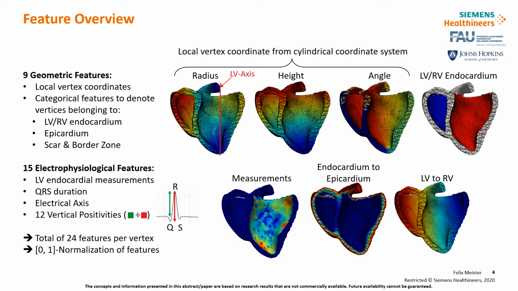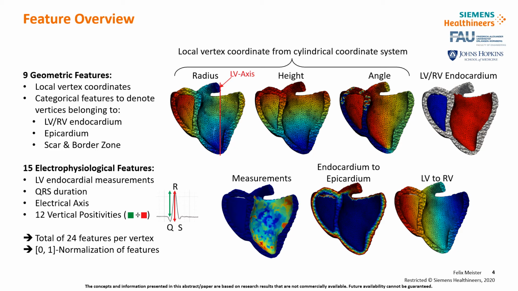As input to our network, we use geometric and electrophysiological features. For the geometric features, we represent the vertex position in 3D using local coordinates from a cylindrical coordinate system. It is defined by the left ventricular axis and the apex as origin. In addition to the local coordinates, we denote vertices that belong to the left or right endocardium, the epicardium, scar, and border zone using categorical features.